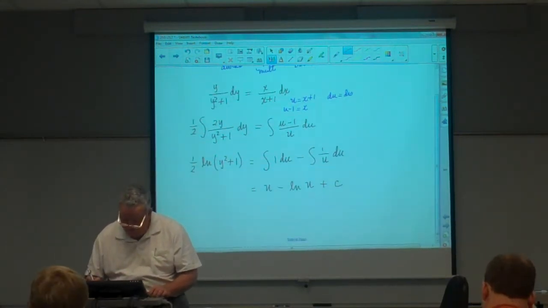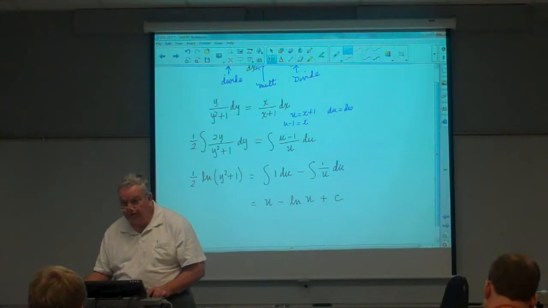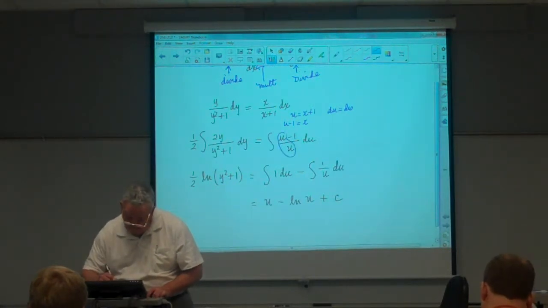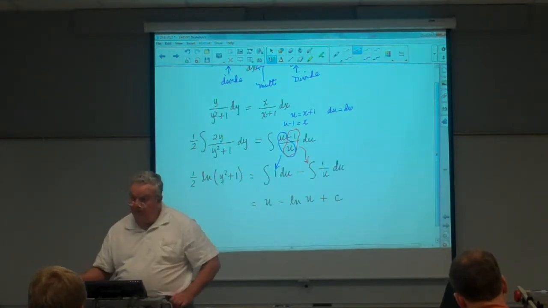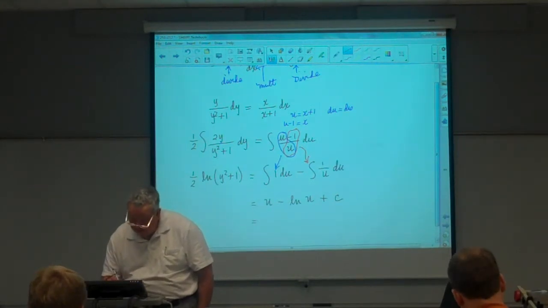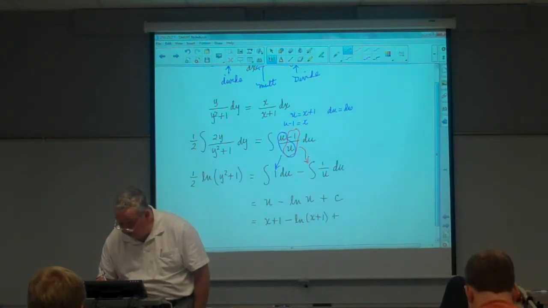And this is equal to... Why did it split into one du minus 1 over u? Where's your other u? U over u. Yeah, your u's, I did, okay. This one is the 1, and this one is the 1 over u. And I think that then is x plus 1 minus the natural log of x plus 1 plus c.